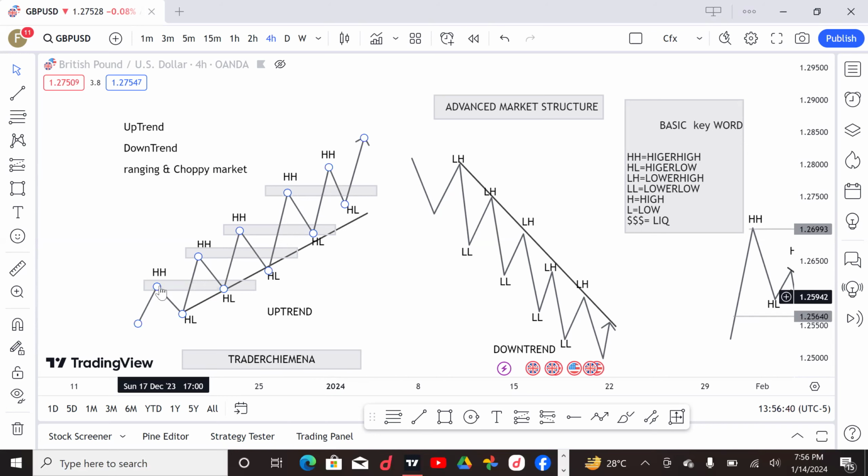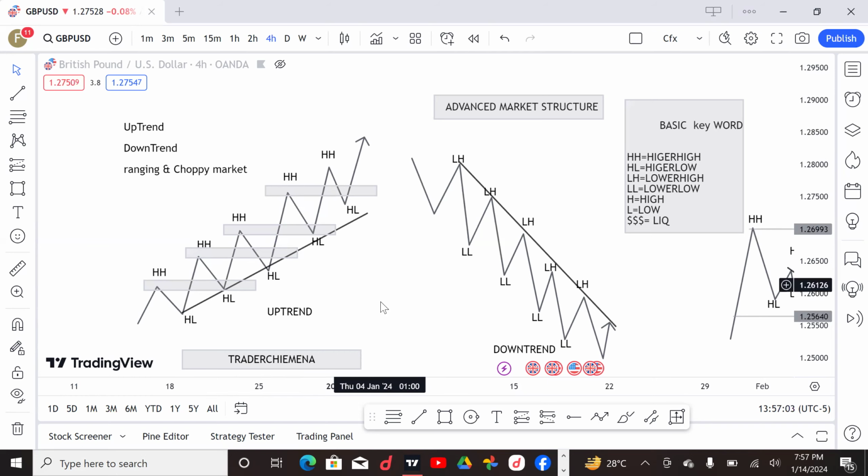So we have resistance, right? Support, resistance, a support, a resistance, a support. Look at what price was doing when price was going up: we have the resistance, the support, the resistance, the support, the resistance, the support, the resistance right here, the support right here, the resistance right here, the support right here.